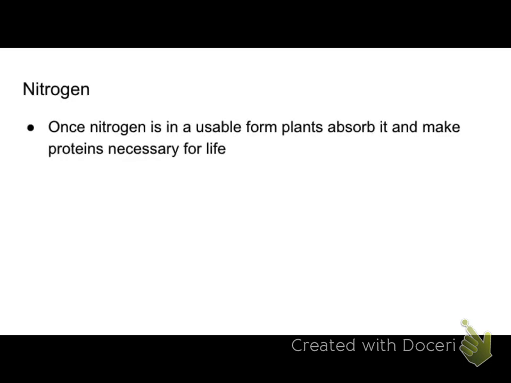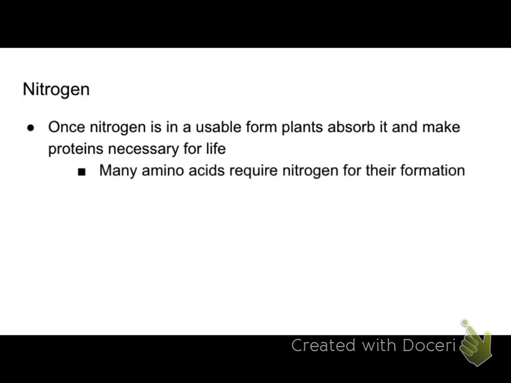Once nitrogen is in a usable form, plants absorb it and they make proteins that are necessary for life. So if you remember when we learned about the macromolecules and we talked about proteins, we said proteins are built from amino acids. Well, there are several amino acids that require nitrogen to be formed. And if you remember, our bodies need all of the different amino acids.